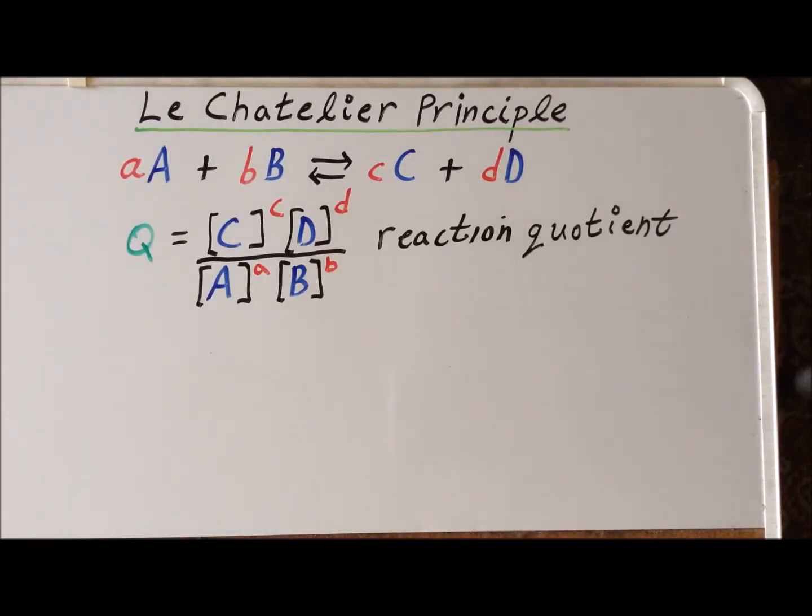At any time during our reaction, we can define this quantity Q, the reaction quotient, which is an expression where we have the current concentration of C to the power of its stoichiometric coefficient, the concentration of D currently, to the power of its stoichiometric coefficient, divided by the reactants, their concentrations, to the power of their individual stoichiometric coefficients.